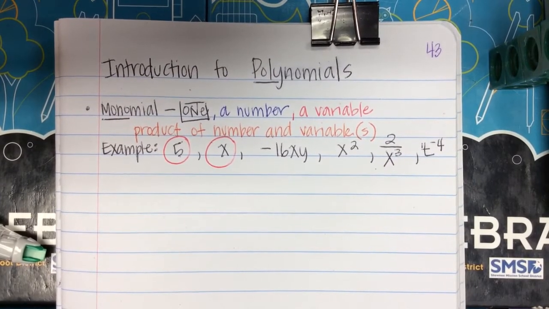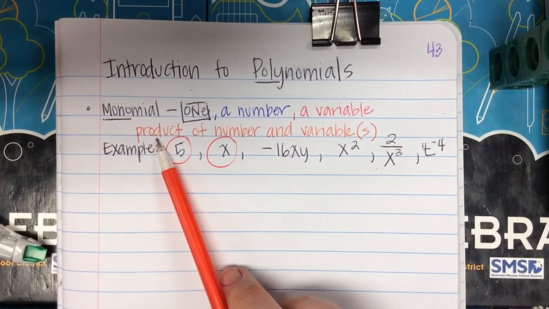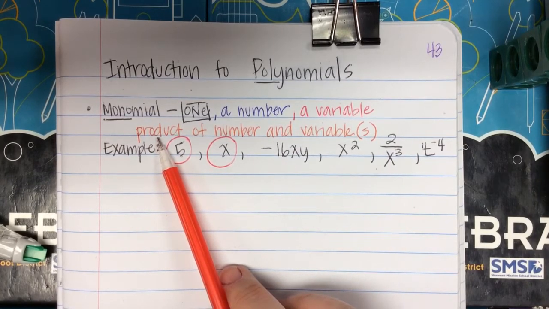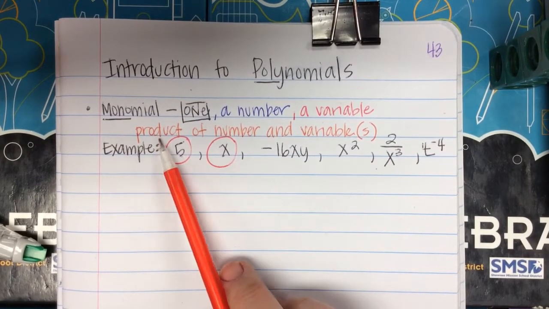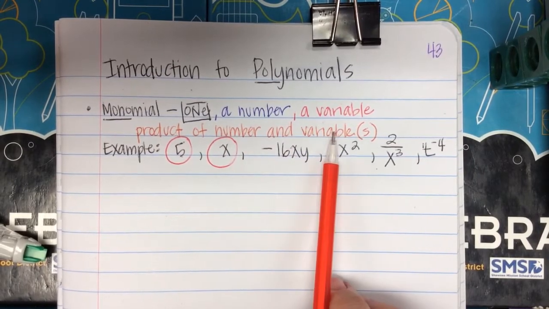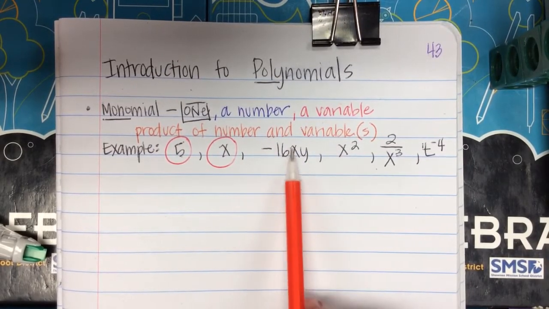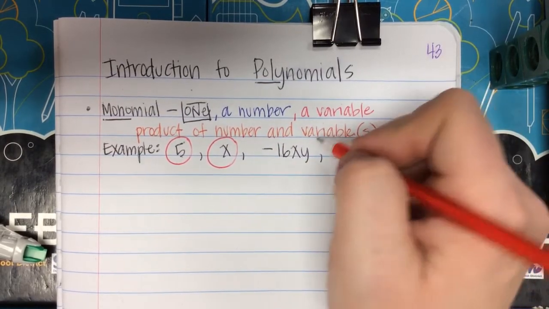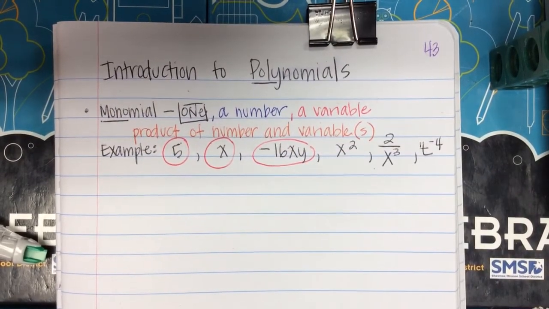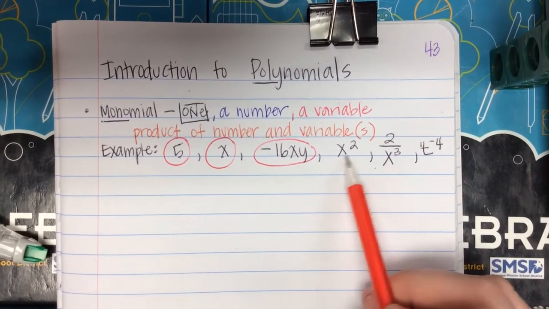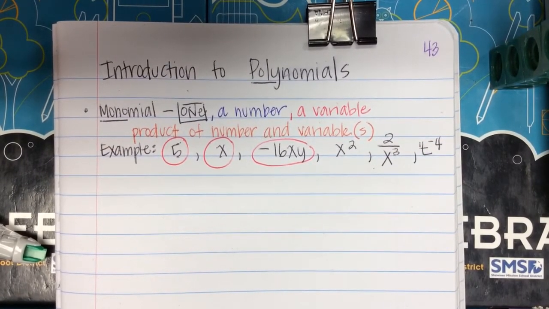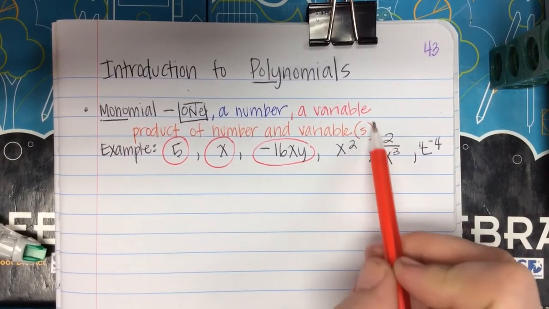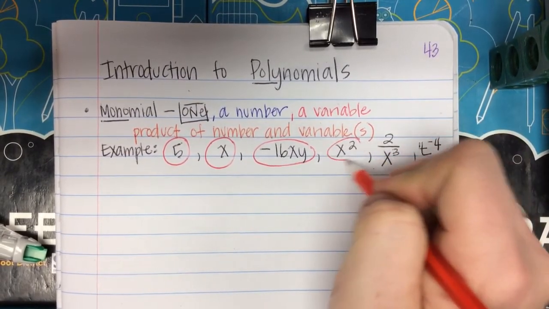So I hear half and half. Let's see. Is it a product, meaning what? Multiplying. Is it multiplying numbers and variables? Yeah, negative 16 times x times y. What about x squared? Is it multiplying something? What's it multiplying? 2 variables. So variable times variable. That works.